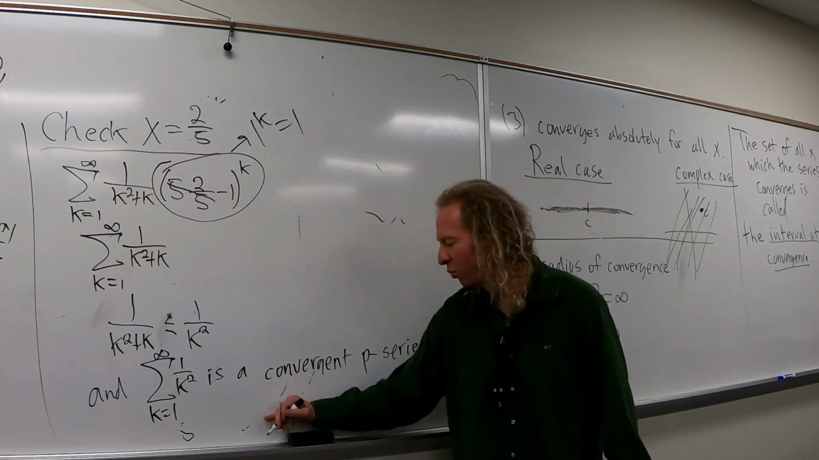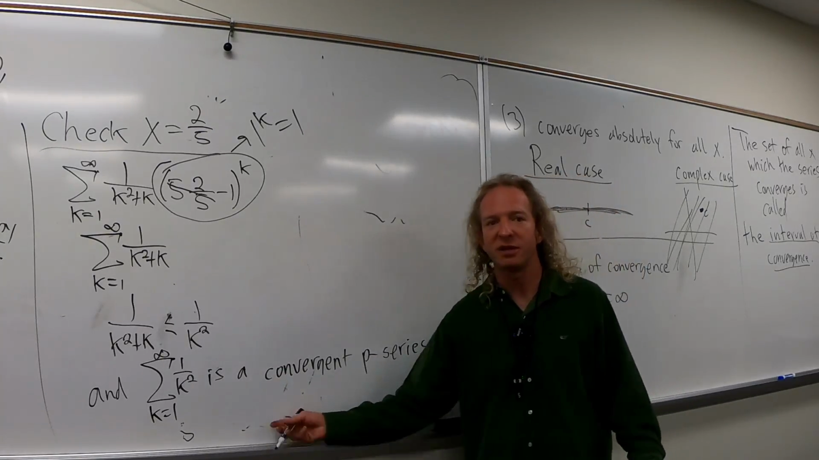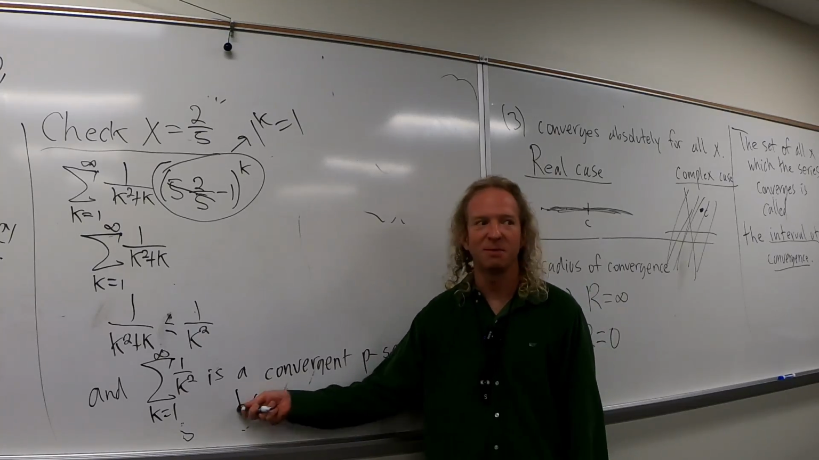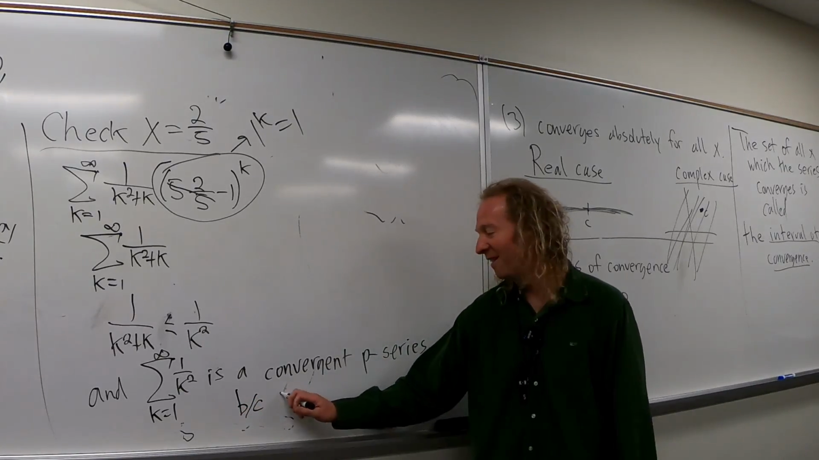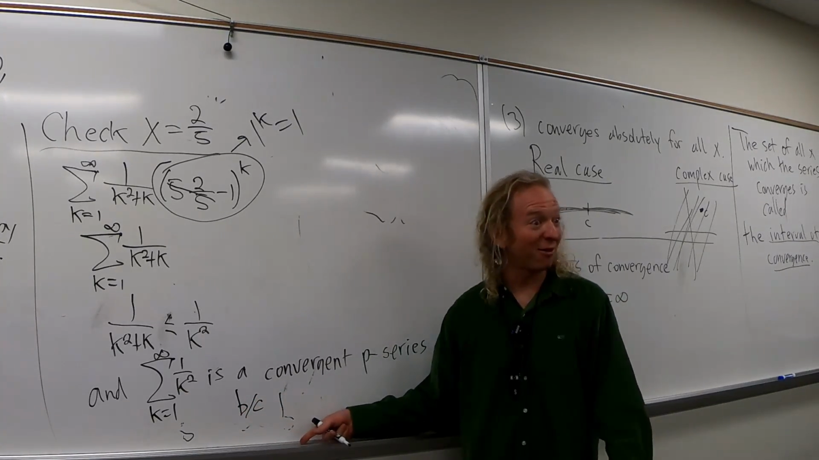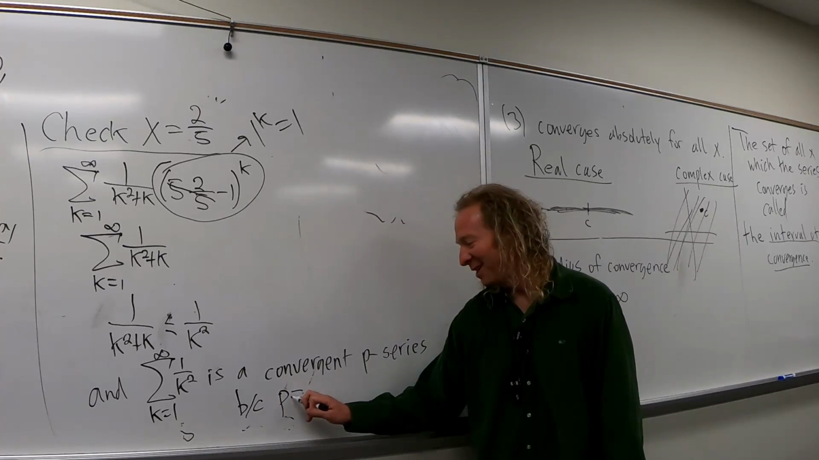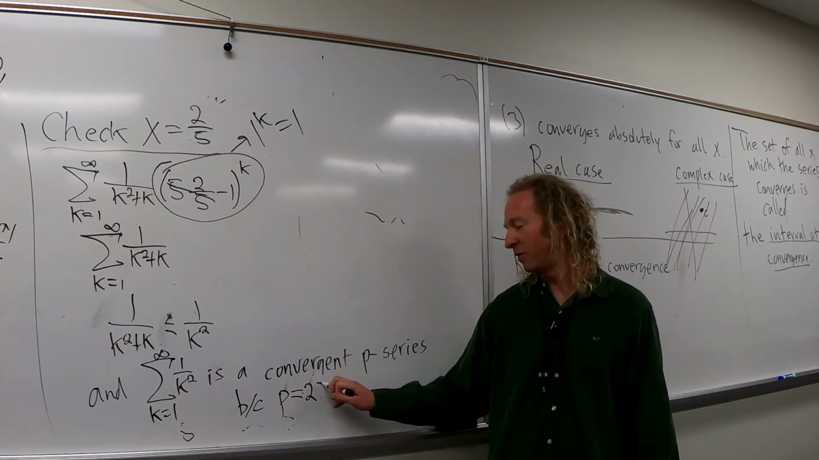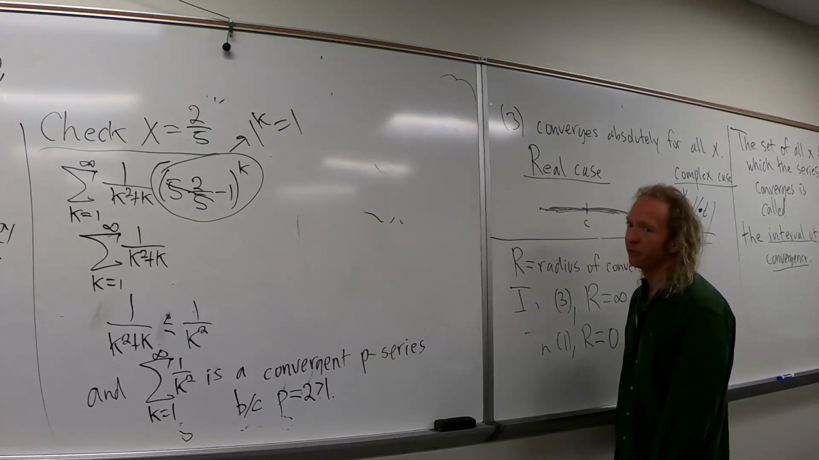And let's just emphasize why. So this is a convergent p-series because, new notation, I just made that up. No, I didn't, I stole it. Have you ever seen that before? Oh, you have? Okay, so what's p in this case? 2, and it's bigger than 1. So we have convergence, yep.